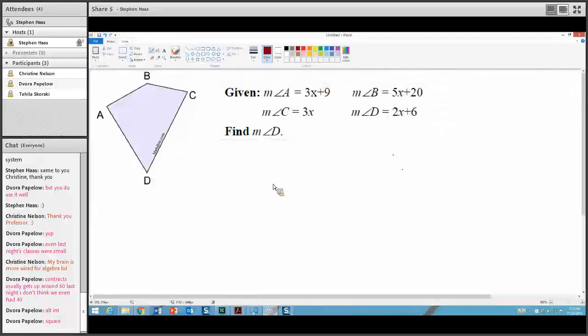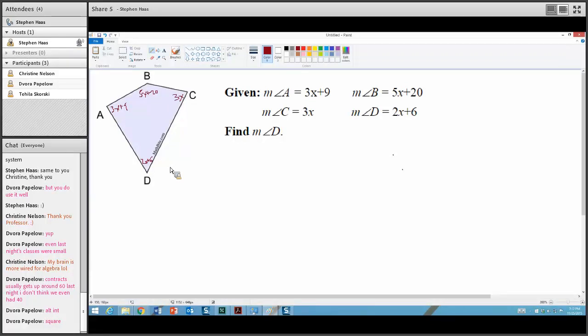Given measure angle A is 3x plus 9. Measure angle B is 5x plus 20. Measure angle C is 3x. And measure angle D is 2x plus 6. Find measure angle D.